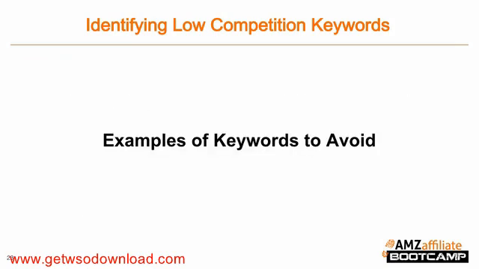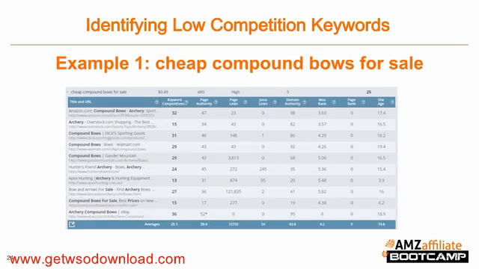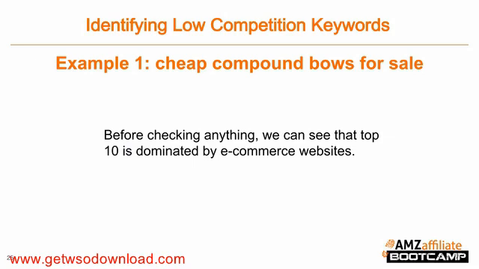So now we've gone through some criteria of keywords that you should go for, along with several examples. But what does a really bad keyword example look like? Let's look at 2 real-life examples of keywords that you would really want to stay away from. Example number 1 of a bad keyword is cheap compound bows for sale. Again, another long-tail keyword, but this one's not so great. Before checking anything, we can see that the top 10 is dominated by e-commerce websites. So it's immediately a no-go without even checking the other criteria.